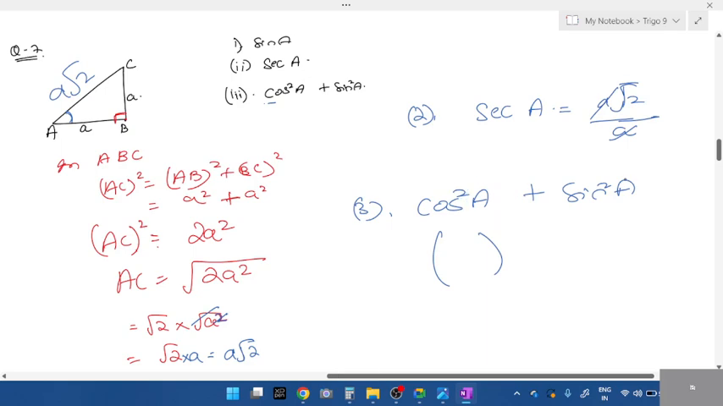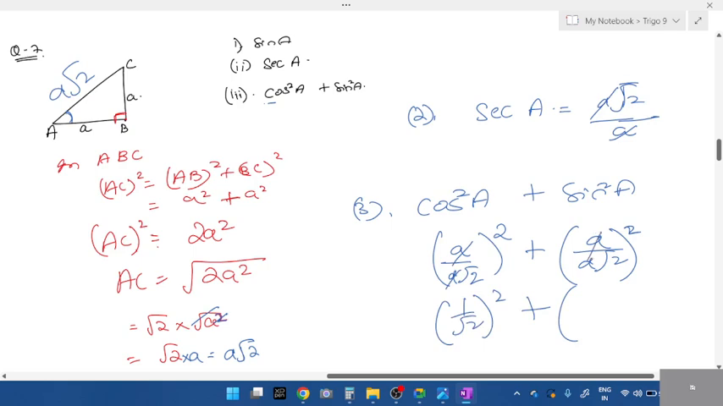With respect to the vertex, you have to take, students. If they give C, value will be different. What is cos? Base by hypotenuse. Base is A divided by hypotenuse A root 2, the whole square, plus cos perpendicular is A divided by A root 2, the whole square. A and A get cancelled. Keep root as it is. You get 1 by root 2 the whole square plus 1 by root 2 the whole square.